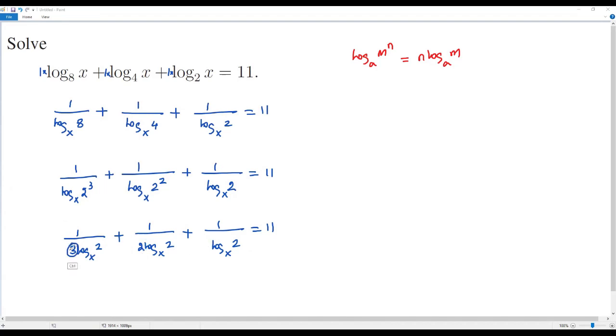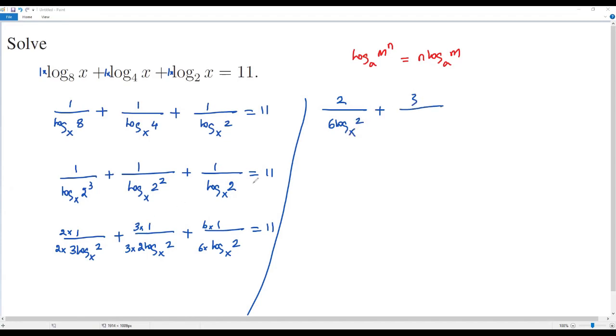Okay, to make this number 3 as 6, I have to multiply both numerator and denominator of the first fraction we have over here by 2, and here I have to multiply by 3, and here I have to multiply by 6. Okay, let me do it. So when I do so, I am getting 2 over 6 log base x of 2, the first fraction. The second one, 3 times 1 is 3, and in denominator 3 times 2 is 6, that is 6 log base x of 2, positive 6 times 1 is 6 divided by 6 log base x of 2 equals to 11. Okay, now I got the same denominator for all the 3 fractions.